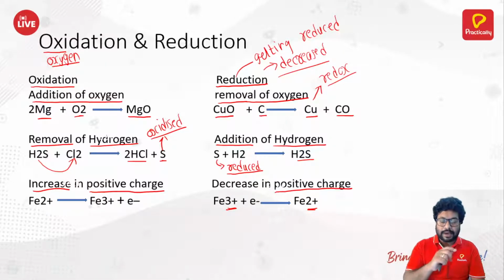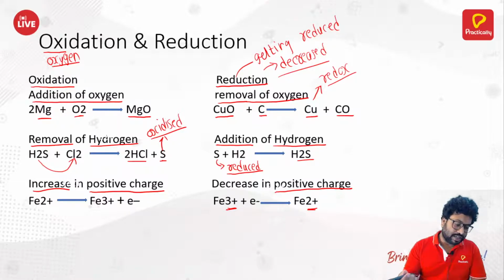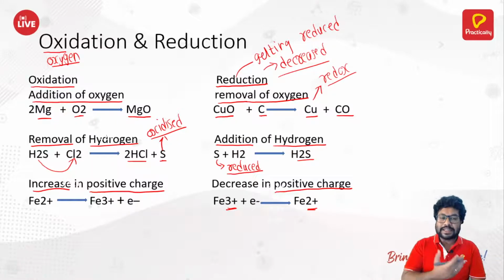These are the two ways by which you can remember what is oxidation, what is reduction. The third way: if the positive charge is getting decreased, that means reduction. Then what must be oxidation? Increase in positive charge, right? So that is how oxidation and reduction can be classified.